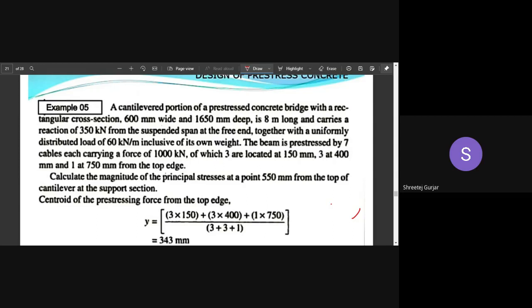So welcome back students to another session of design of pre-stressed concrete elements, wherein we were dealing with shear stresses in PSC beams. We are going to now solve this cantilever problem, which you can see on your screen. Can anyone please read out the problem statement for me?